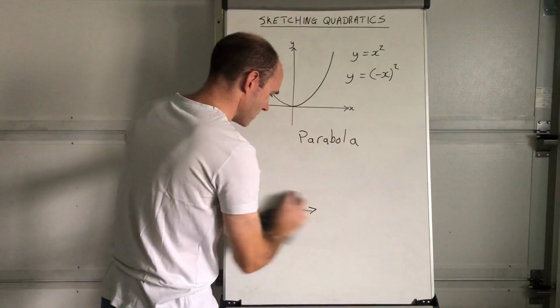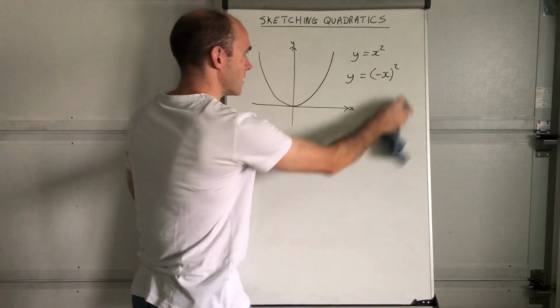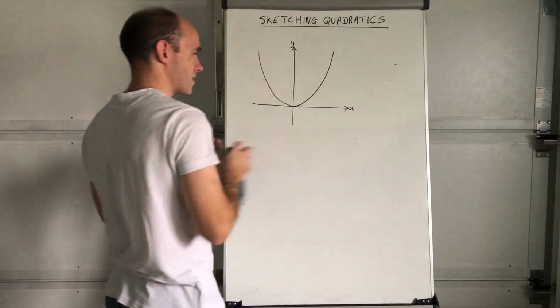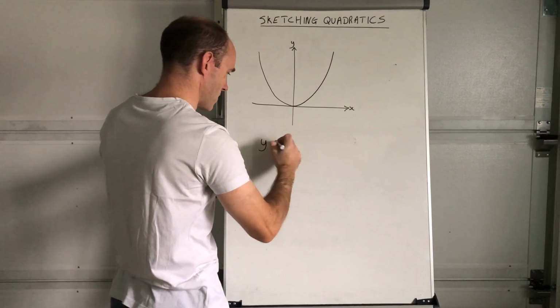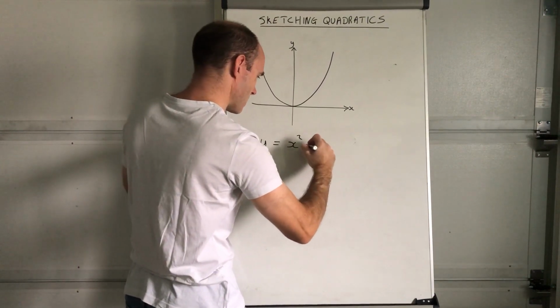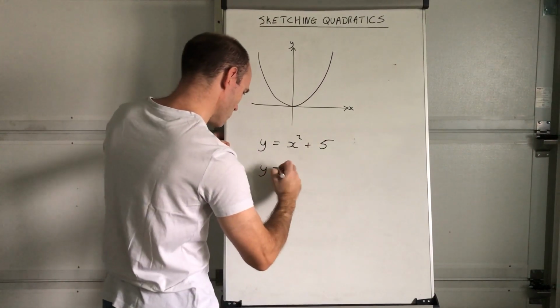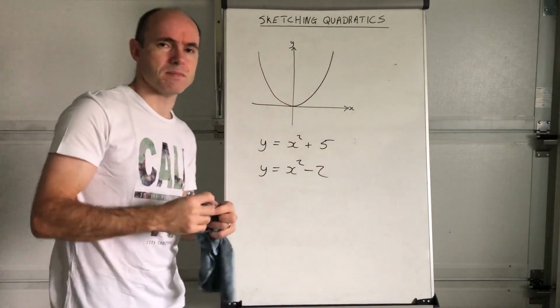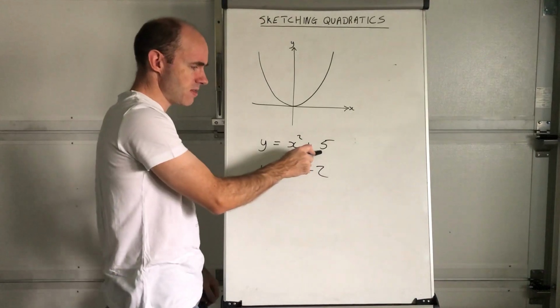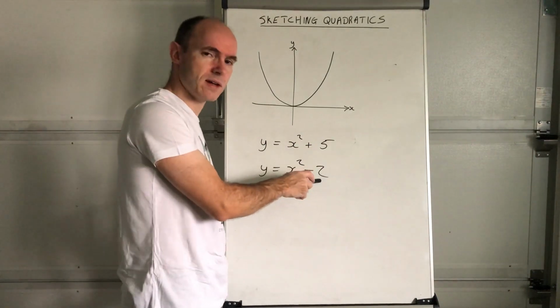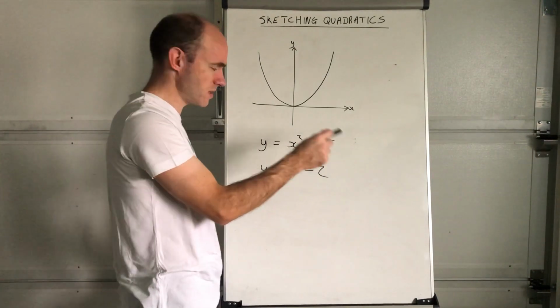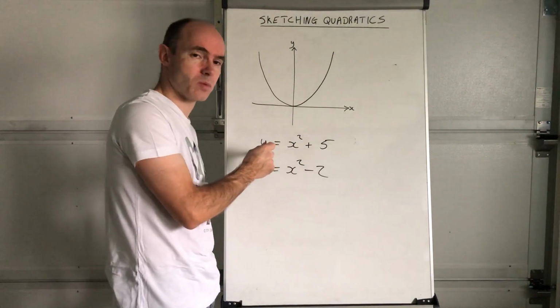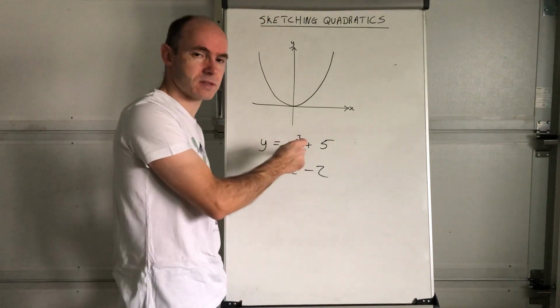Let's just have a look at some variations on that. Suppose you're asked to sketch any of these graphs. So I'm going to put just a couple. y equals x squared plus 5, y equals x squared minus 2. Those are very simple. The plus 5 on the end there, or the subtract 2 on the end there, they just affect the y coordinates, because this is an equation to calculate the y coordinate given a particular x coordinate.